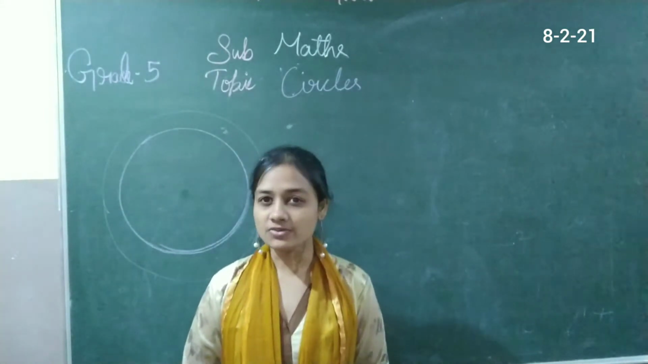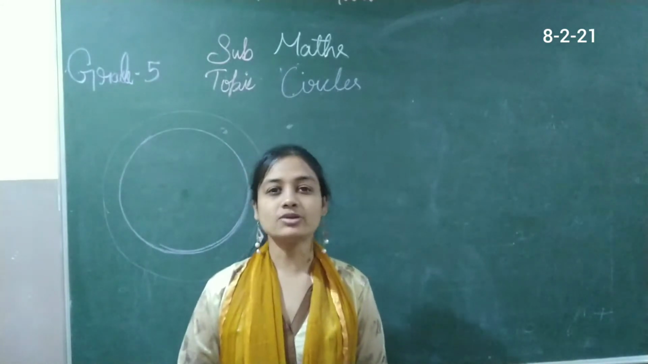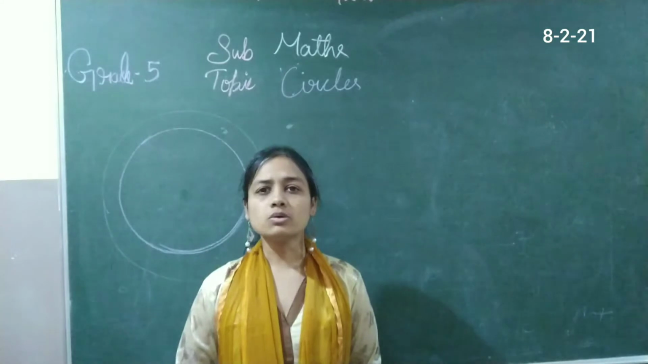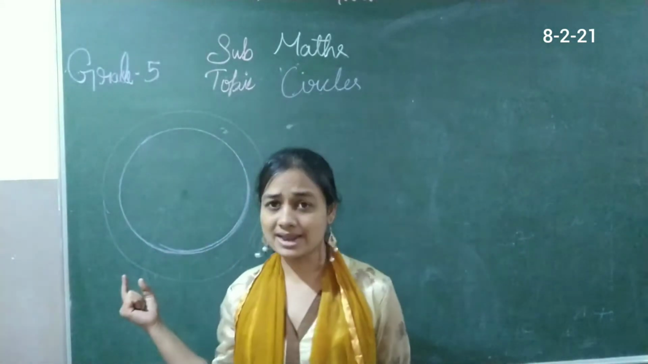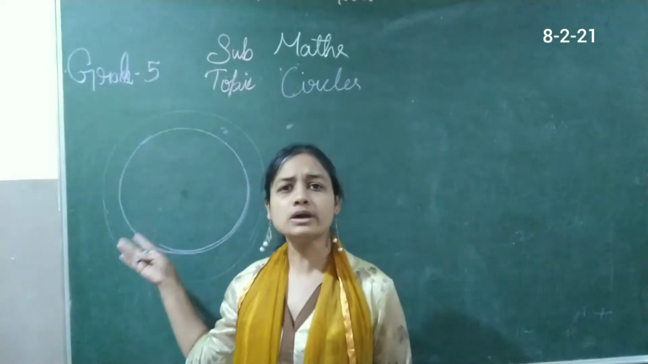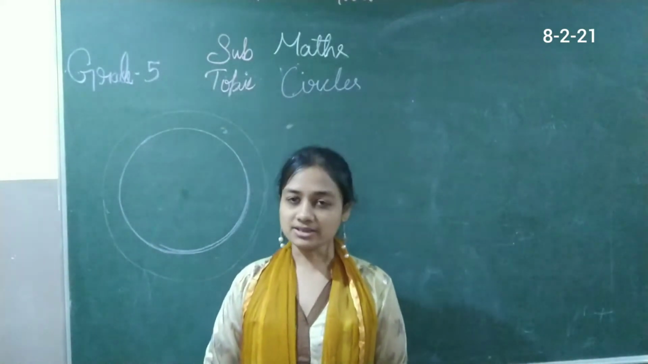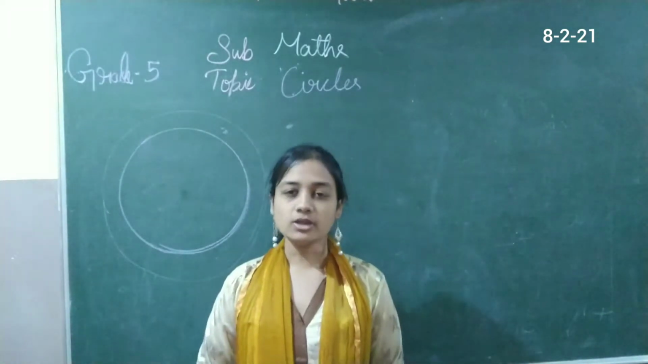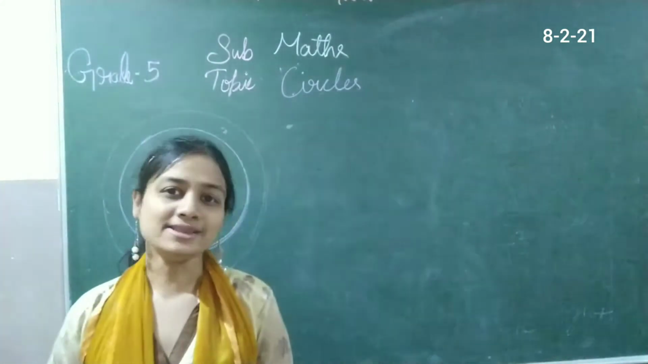Like the wheel of a vehicle and the wall clock, you can see most of them have a round or circular shape. So, what do you know about this shape? It has no straight lines, it has only curved lines. That is what you know normally about the circle. But in circles, you have many more things to know. So, let's start our class and know about the circle in detail.